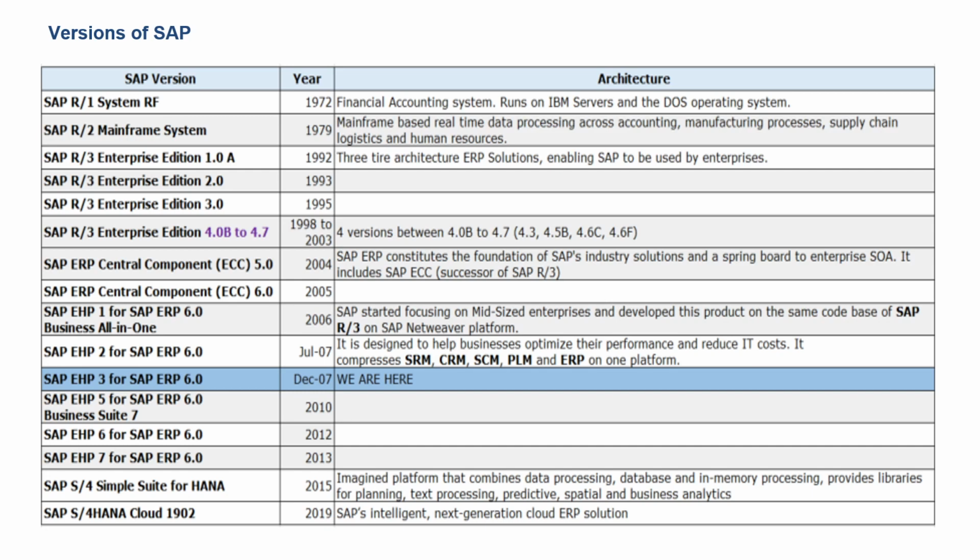And these are the versions of SAP released from 1972 till date. In 1972, SAP R/1 software was released, and like that in 1979, the SAP R/2 system, and in 1992 R/3. After that, they released editions 1, 2, 3, and later in 2004, they released ECC, and then ECC 5.0, 6.0 and so on. Right now, the upgraded one is SAP S/4HANA Cloud, which is SAP's intelligent next generation cloud ERP solution. So these are the versions released by SAP.